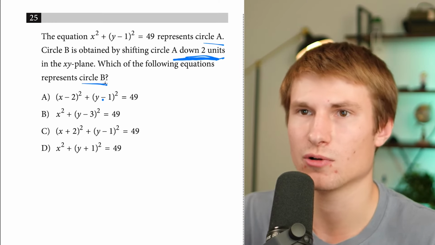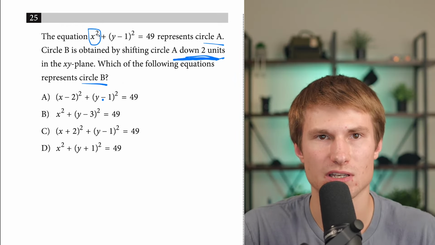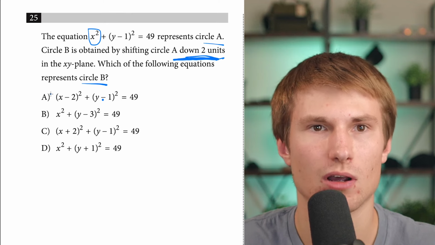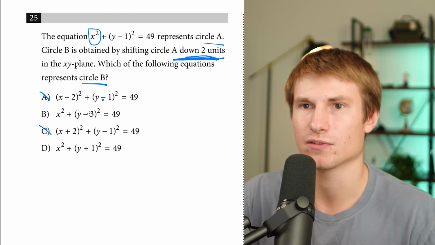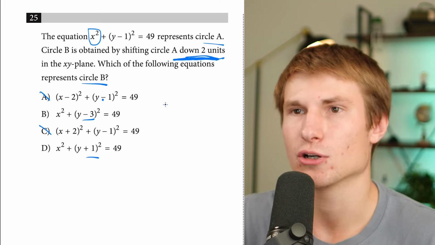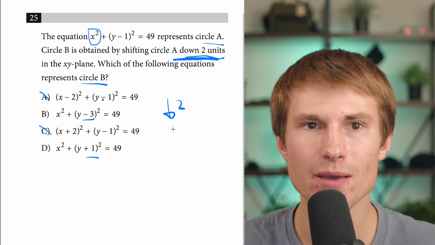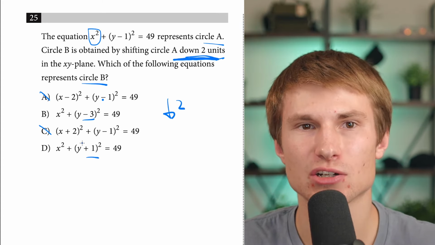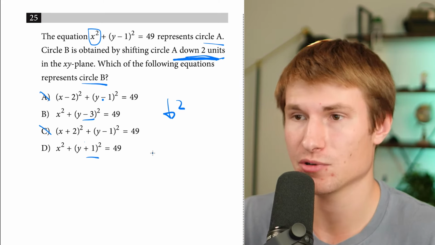All right, well, we know that we're going down by 2 units. We already have our circle equation here. Our x value is going to stay the same because it's only a shift down. So we can go ahead and get rid of A. We can get rid of C as well. And then looking at the difference between B and D, they're all the same other than the value here. We have to keep in mind that if we're shifting down 2 units, then that means we have to increase our center of our circle by shifting it down 2 units as well, right?